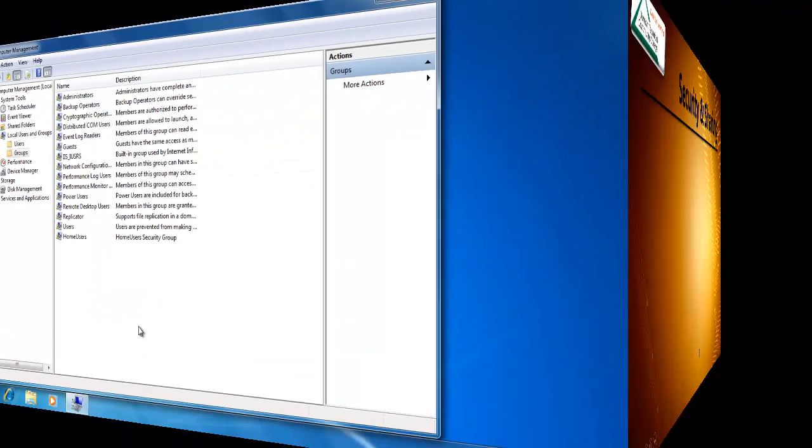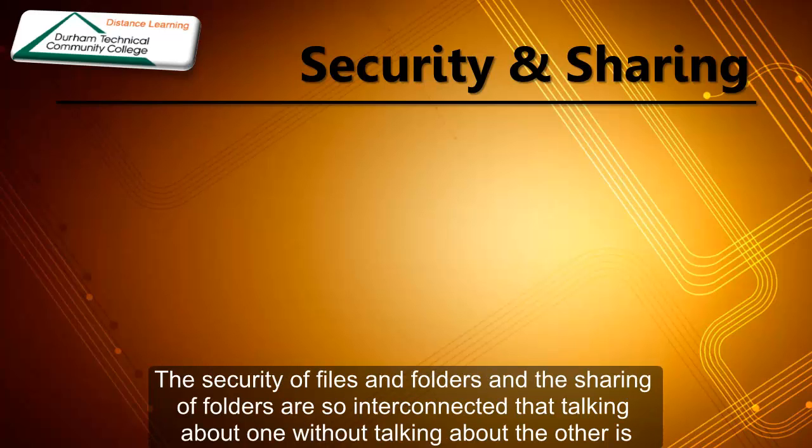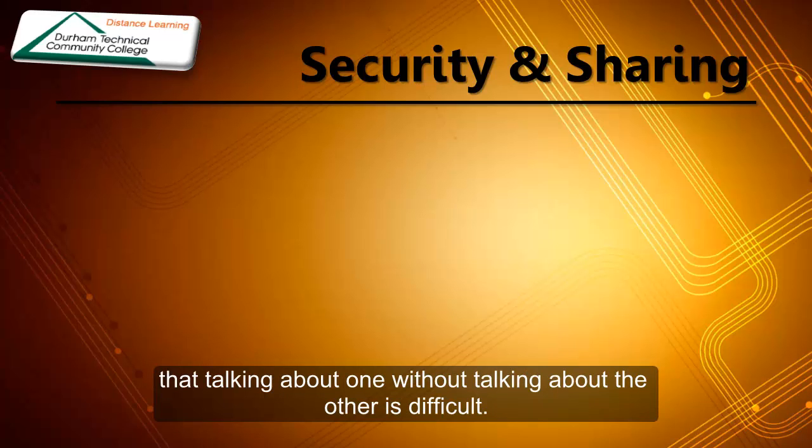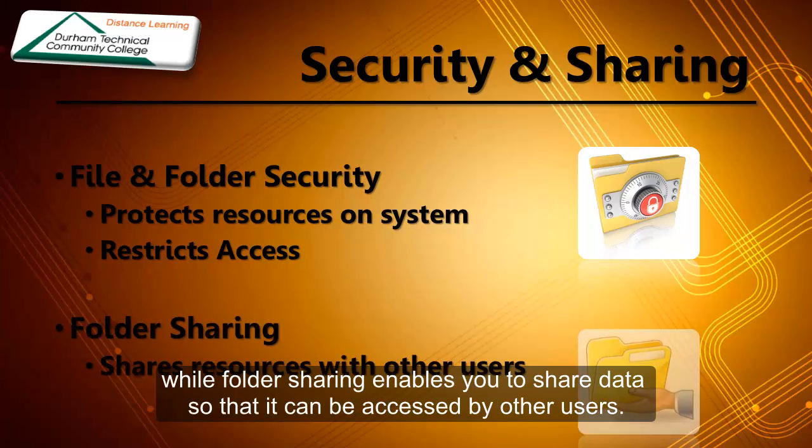There are very few aspects of the Windows 7 operating system more important than security and access to resources. The security of files and folders and the sharing of folders are so interconnected that talking about one without talking about the other is difficult. File and folder security protects important data on your system by restricting access, while folder sharing enables you to share data so that it can be accessed by other users.